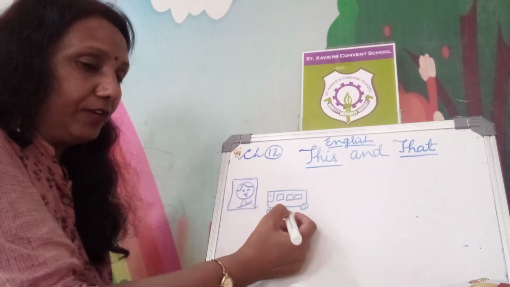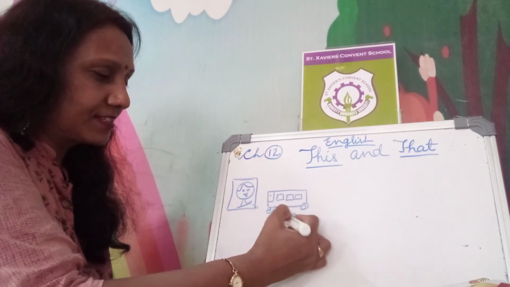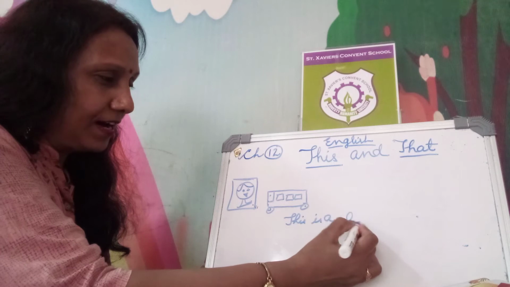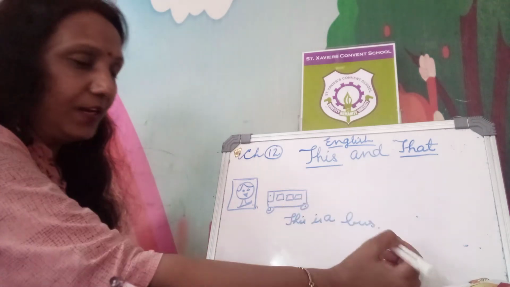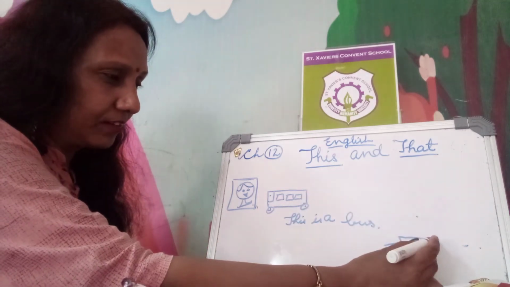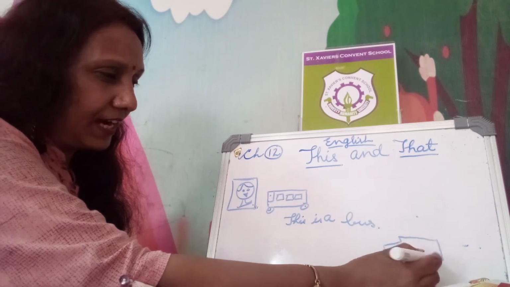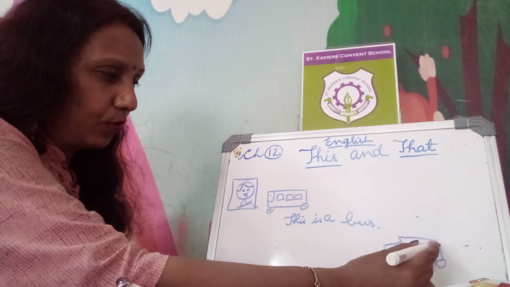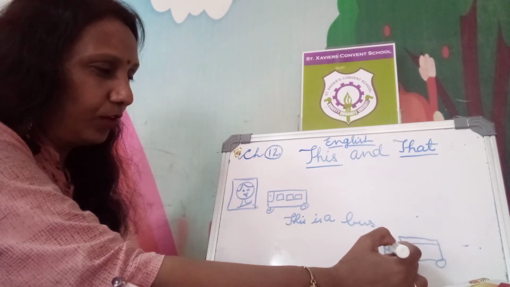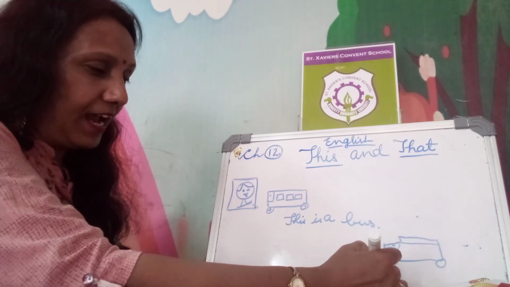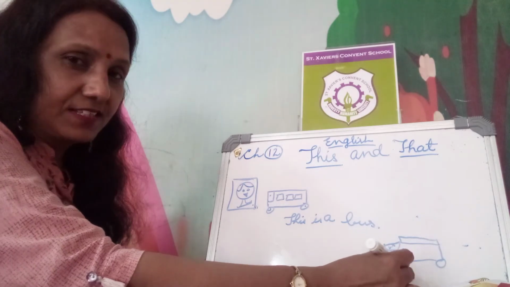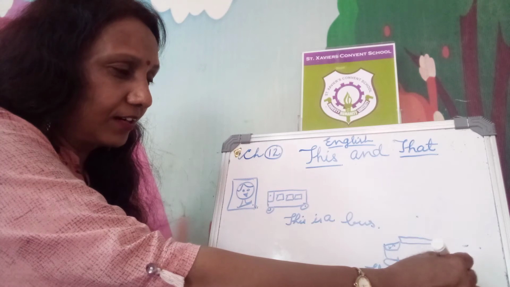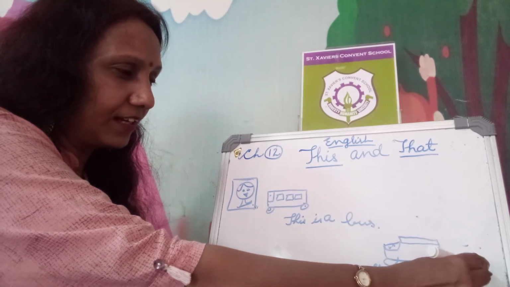So what will that be? This is a bus. But here you can see there is a truck. A truck is standing. Things are loaded there. So what is that? That is a truck. Spelling of truck, T-R-U-C-K, truck.